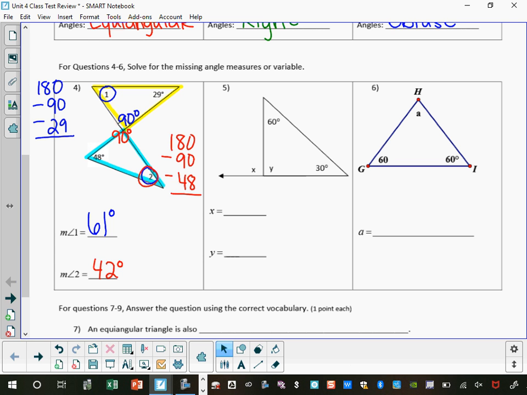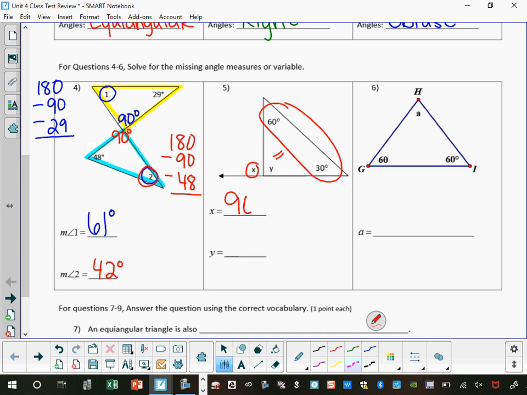On number 5, we have X and we have Y. Which one is my exterior angle? X, it's on the outside, right? So I know that X is going to be equal to my opposite interior angles. That's my exterior angle theorem. What is X going to equal? 100? Careful. X is equal to my opposite two angles that we just add together. What's 60 plus 30? You should get 90. So the measure of angle X is 90.